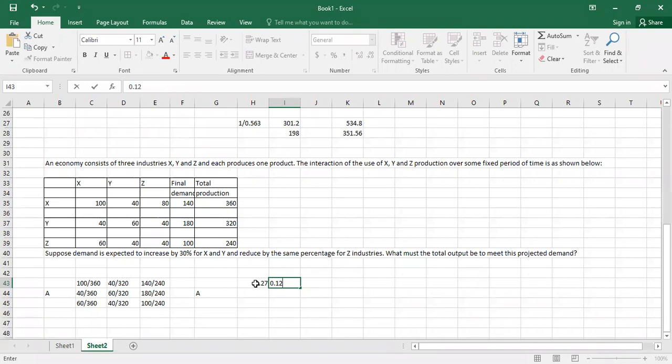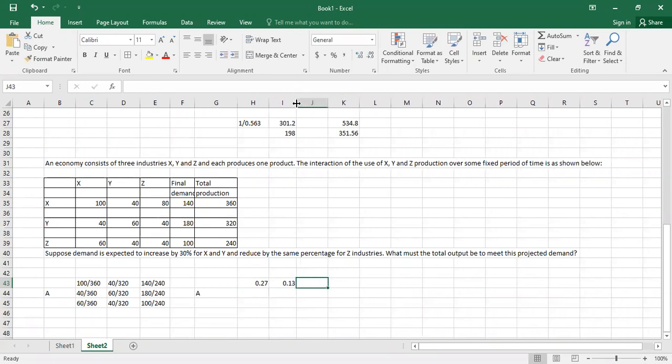We round it off to the nearest two decimals. Did we round off this one? Yes. The third one? 0.58.